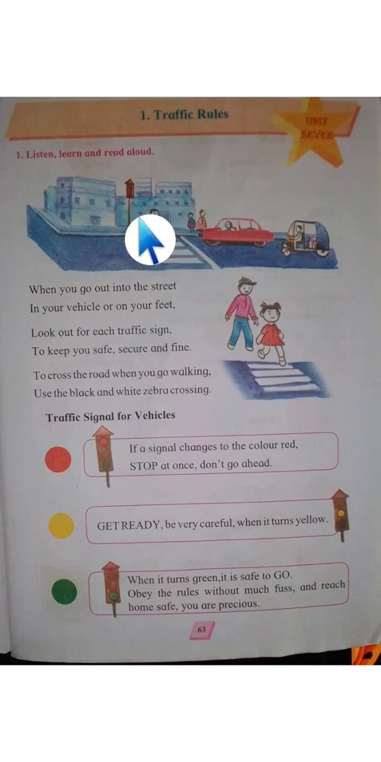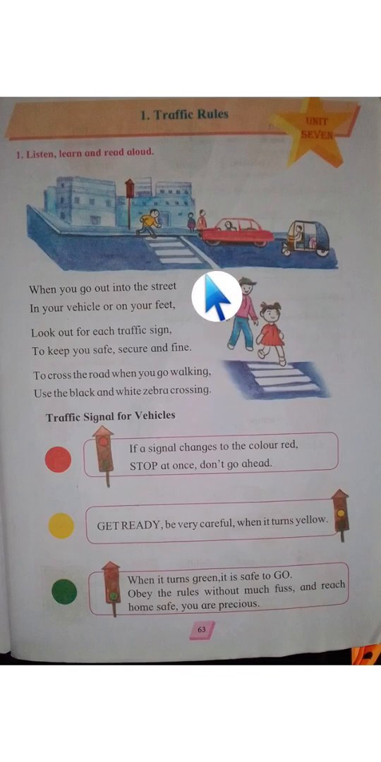Traffic rules, unit number 7. When you go out into the street in your vehicle or on your feet. When you go out into the street means while walking on the road. In your vehicle means you can be in a car or a bike or a rickshaw or an auto rickshaw or anything, or on your feet by walking, as you can see in the picture. Look out for each traffic sign to keep you safe, secure and fine.